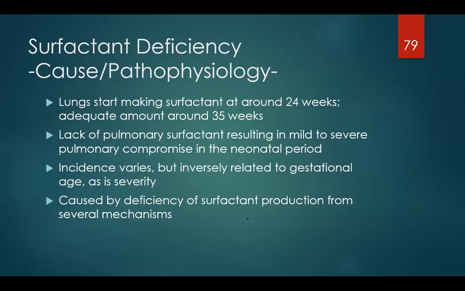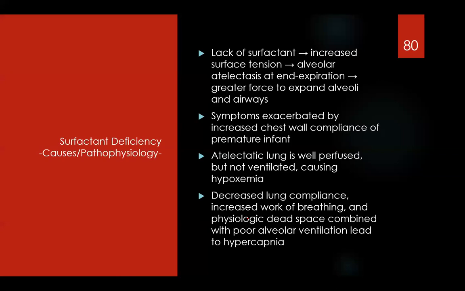Surfactant deficiency. So the lungs start making surfactant at about 24 weeks. So any child that's born around this time is potentially going to have low surfactant. If there are adequate amounts at about 35 weeks, then they're pretty much good to go after that. It is a lack of pulmonary surfactant resulting in mild to severe pulmonary compromise during the neonatal period. That surfactant keeps those alveoli open, so it's difficult when they collapse to get them open again. It is caused by deficient surfactant production from several mechanisms.